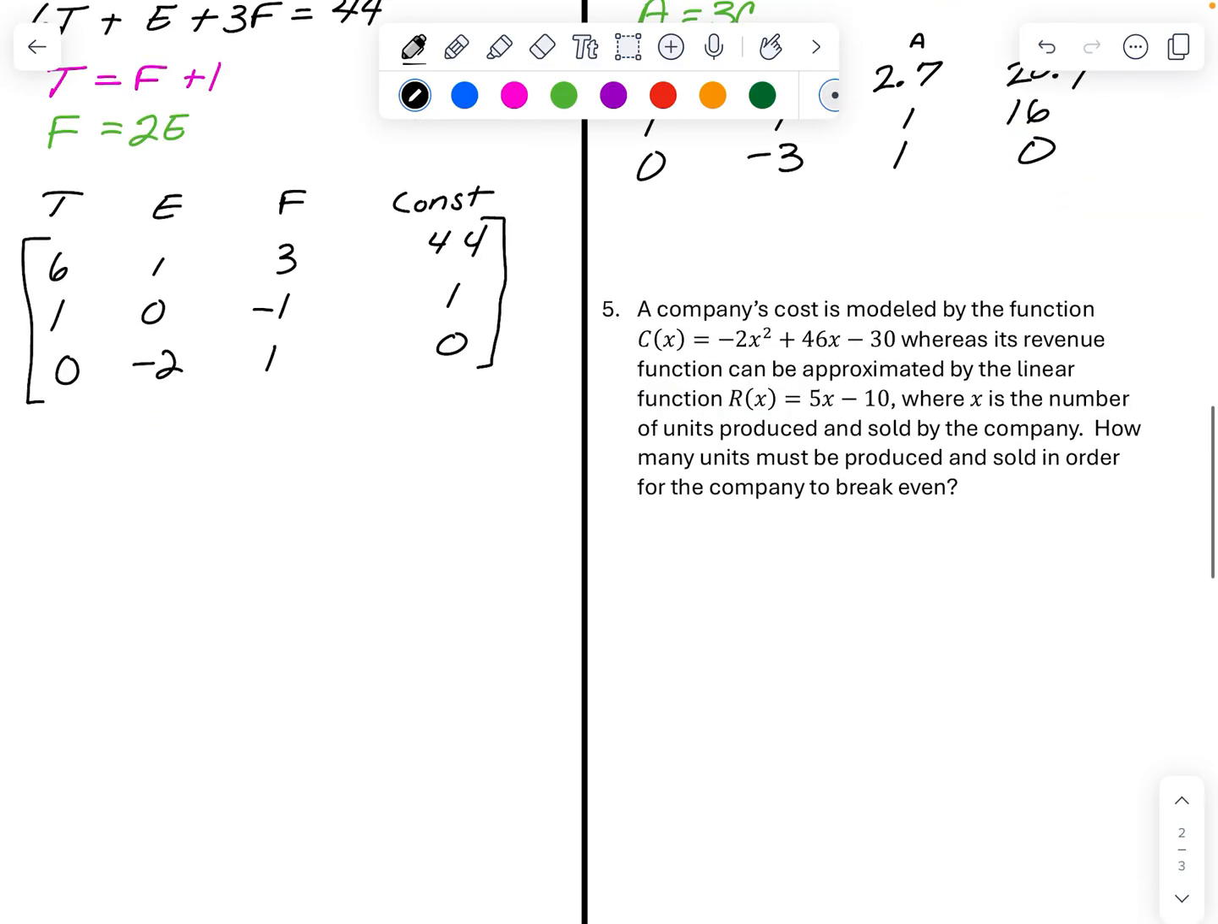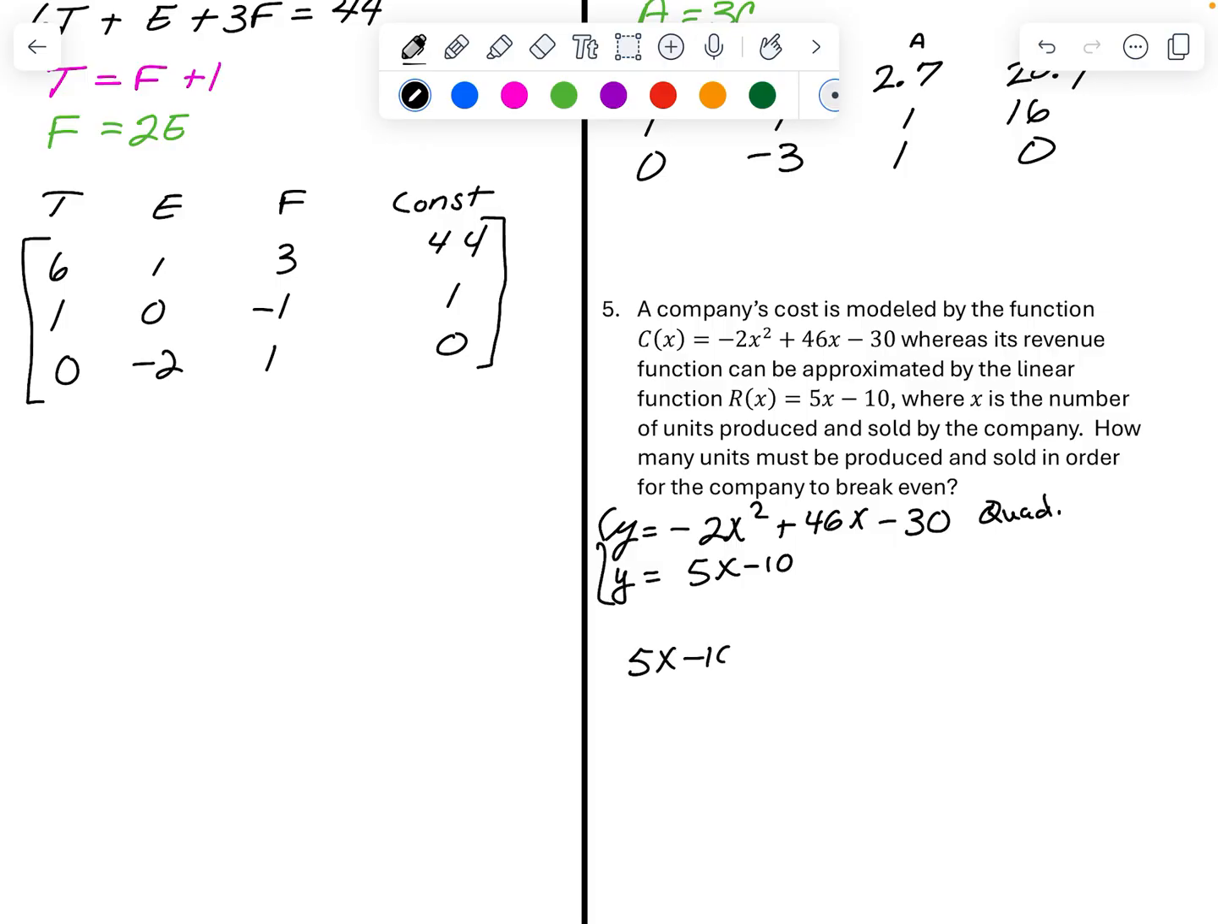And then this one, y equals -2x² plus 46x minus 30. That is a quadratic. And y equals 5x minus 10. And we want to see where they intersect. I would probably say that they're equal to each other. So I would say 5x minus 10 is equal to negative 2x squared plus 46x minus 30.